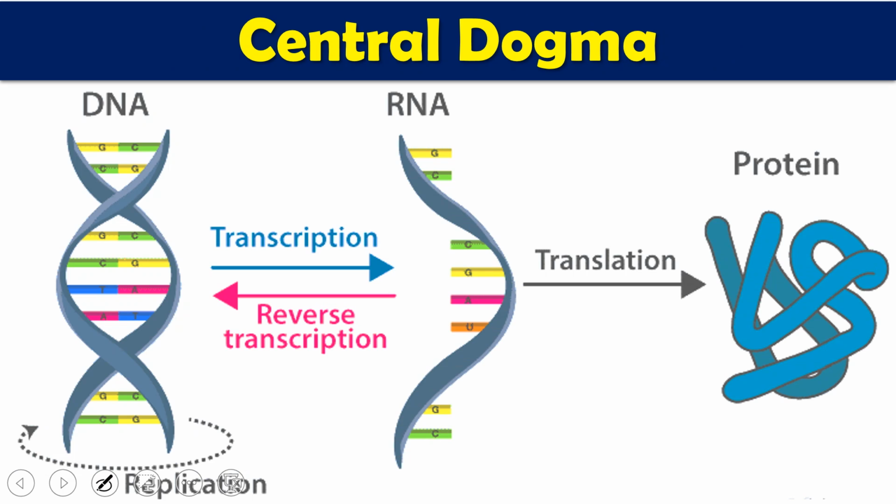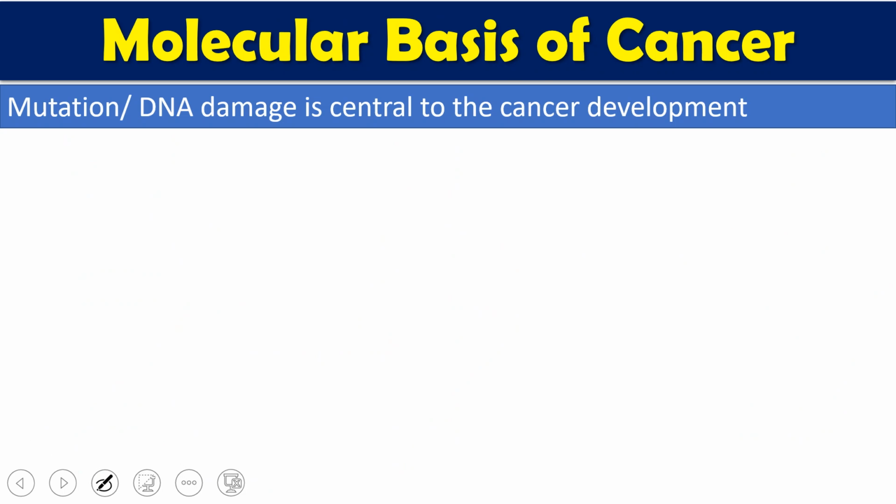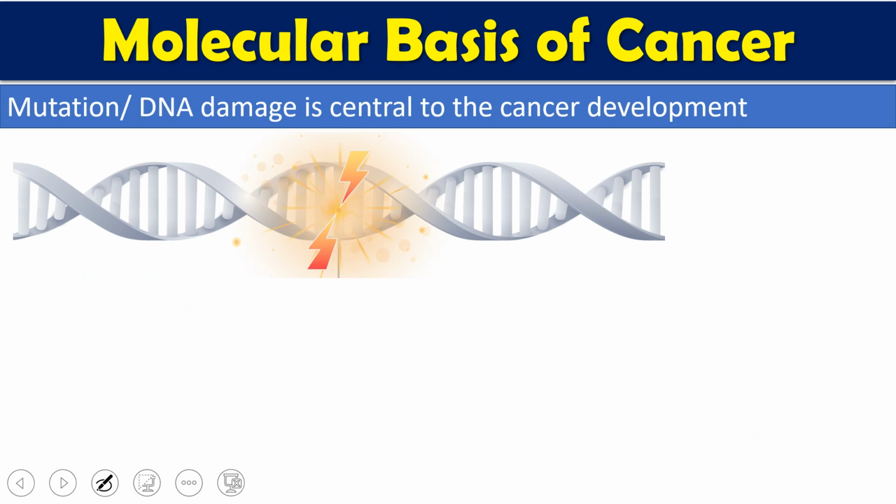So the ultimate function of DNA is that it gives me proteins, and all the characters, all the properties, all the information in the DNA is going to work in the form of proteins. So the ultimate functional unit of our body is proteins. Whenever we have any kind of mutation, any kind of DNA damage, that is the basis of cancer development. For any kind of cancer development, the DNA needs to be mutated, the DNA needs to be damaged. That is the central feature of cancer.